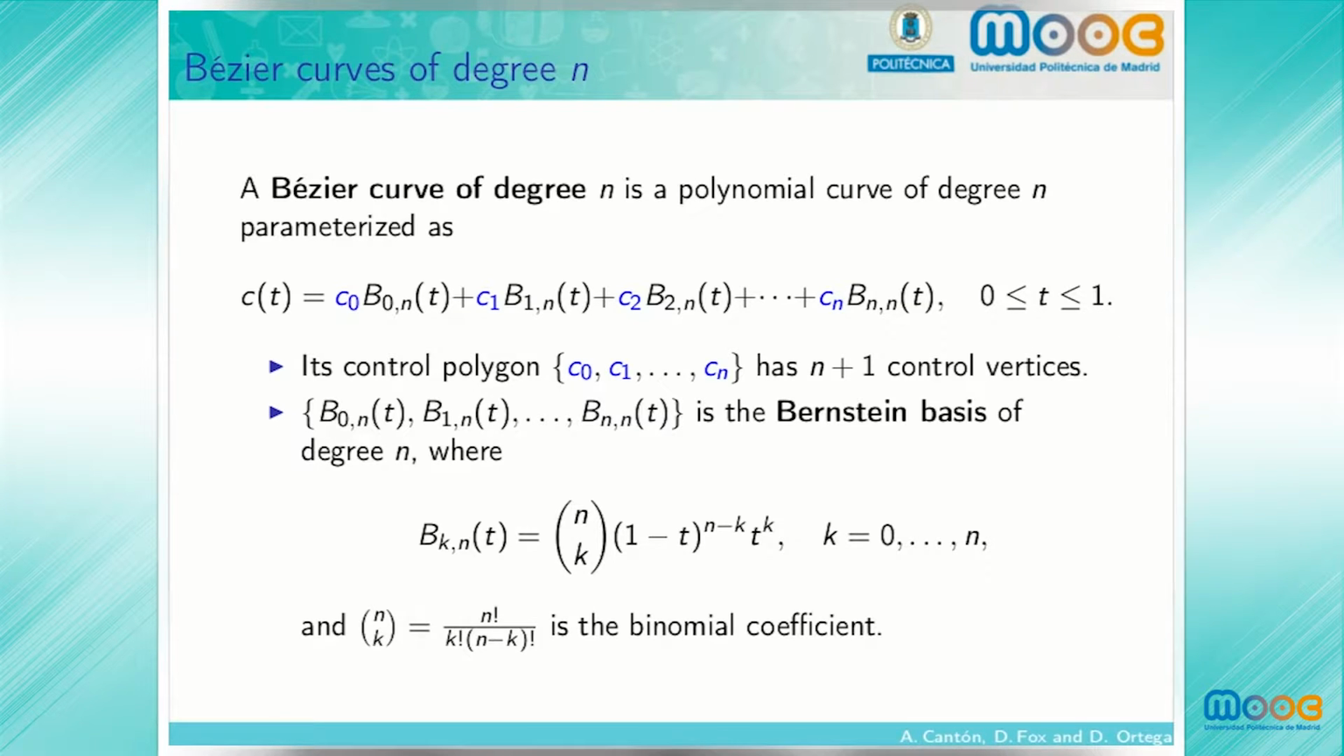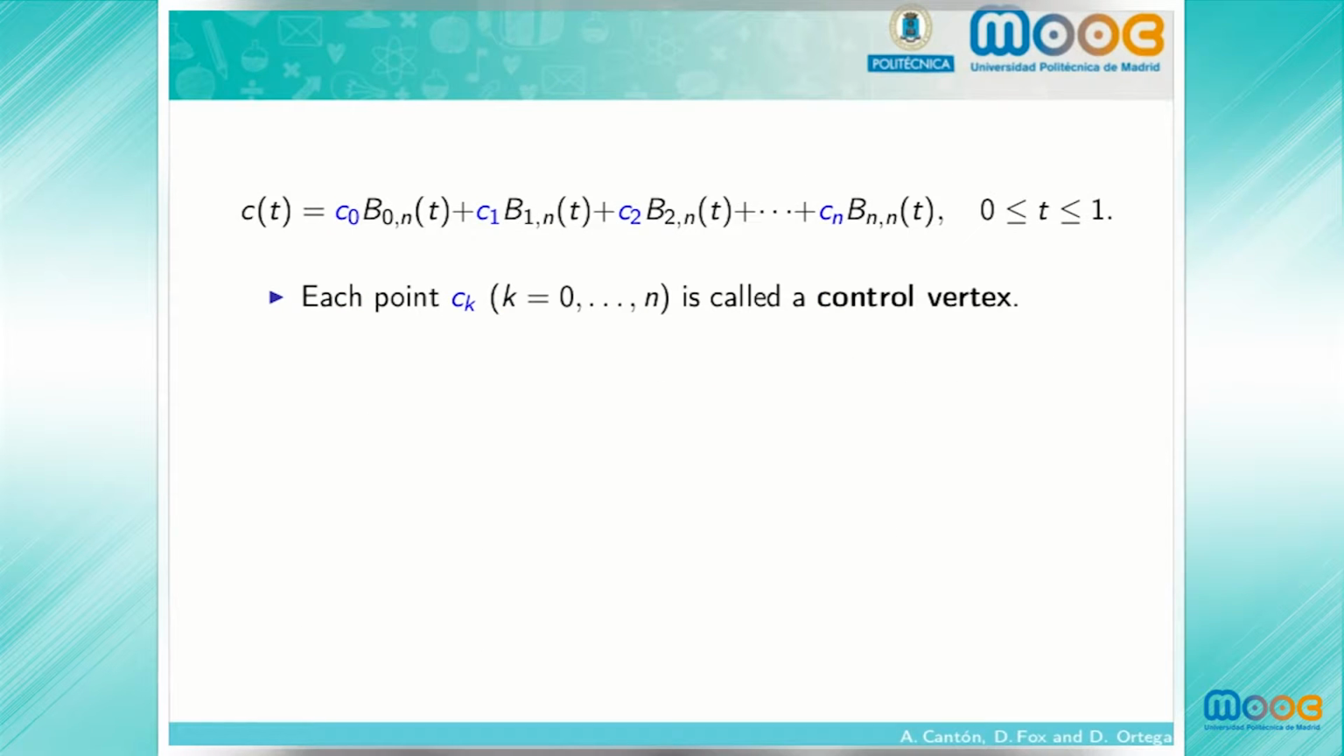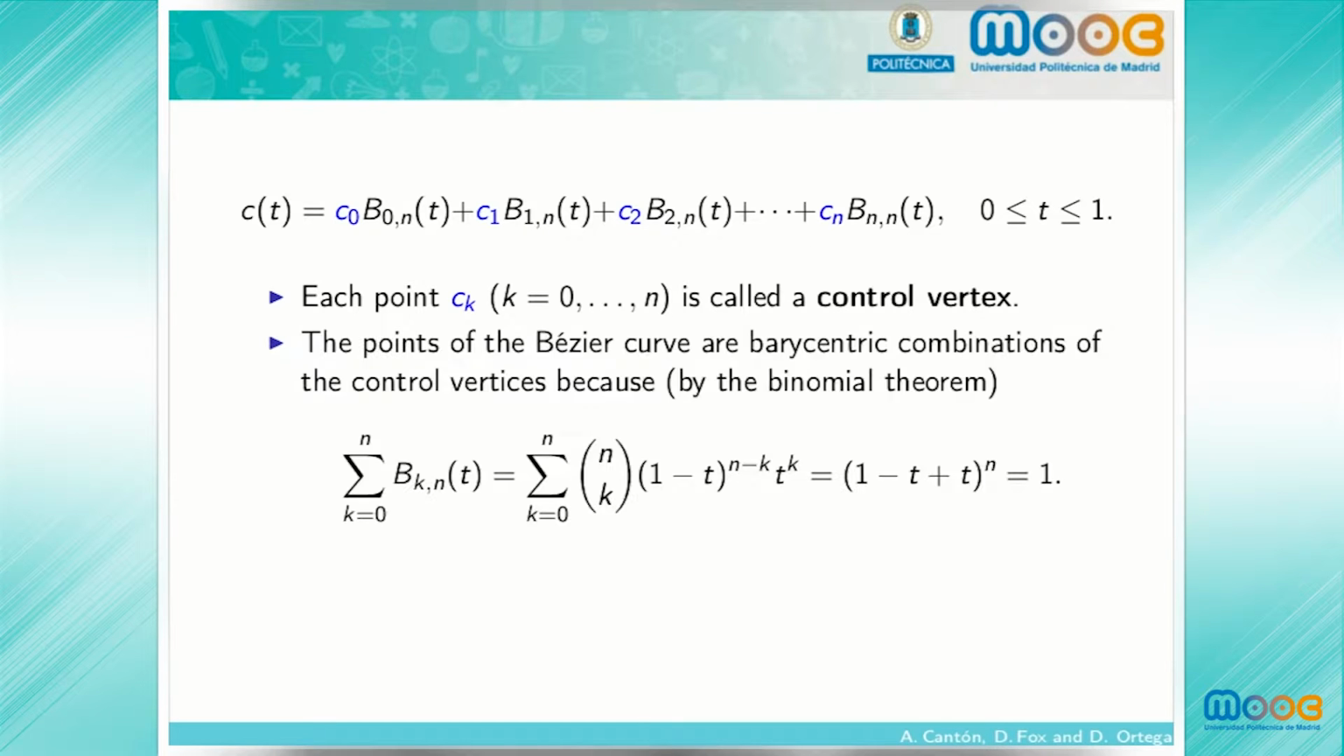The Bernstein polynomials are expressed in this way: the binomial coefficient that multiplies (1 minus t) to the power n minus k times t to the k, for k a natural number between 0 and n. Each point of the control polygon is called a control vertex.